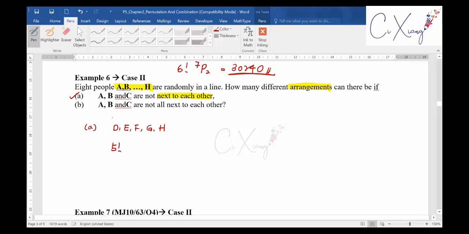And then now you want to put in A, B, and C. For A, how many spaces do you have? 1, 2, 3, 4, 5, 6. You can write 6. Then for B, you erase 1 space, so you have 5 left. And then for C, you have 4 left. If you continue to calculate this answer from here, you will get 14400. Or another way is you can write 5 factorial multiplied with 6P3. That means you want to arrange 3 people into the 6 spaces, so it should be 6P3. You will get the answer.